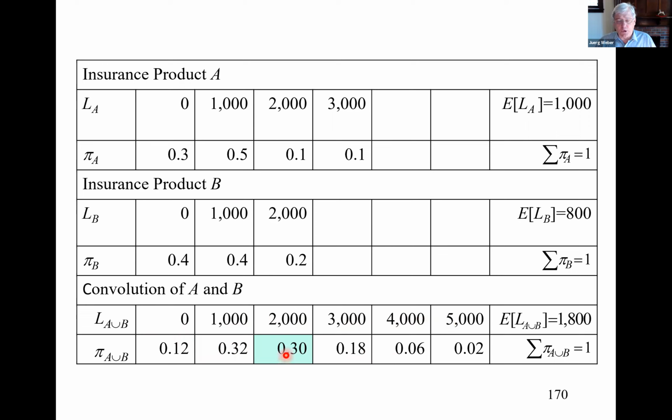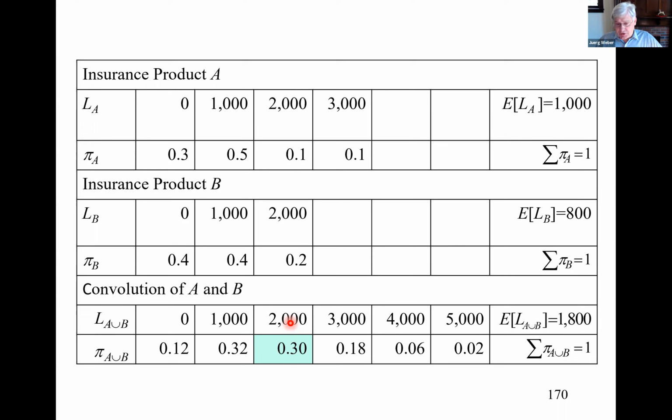Now, how are those probabilities calculated? Just for this cell here, for those 30%. With 30% chance, the insurance company has to pay $2,000. Okay, that's an overall payment. It's a total loss that it can experience from both products.